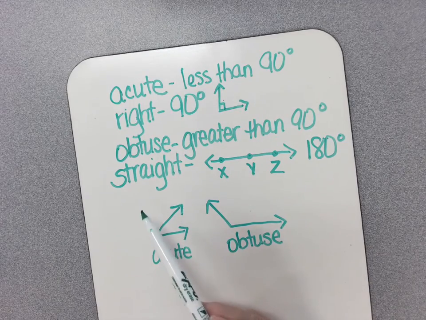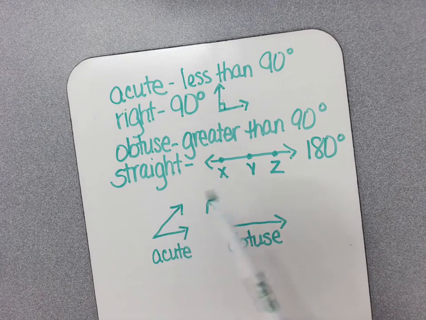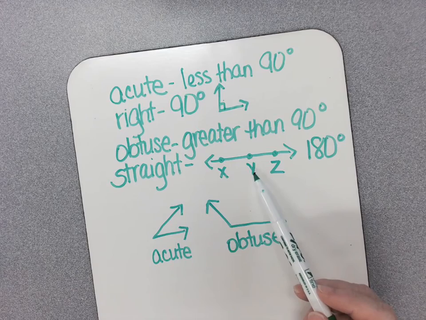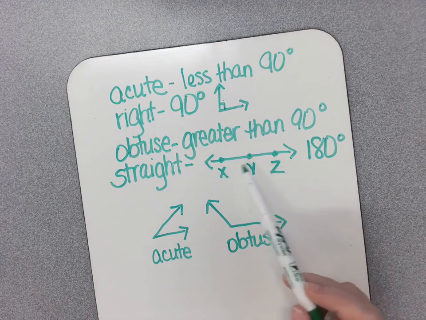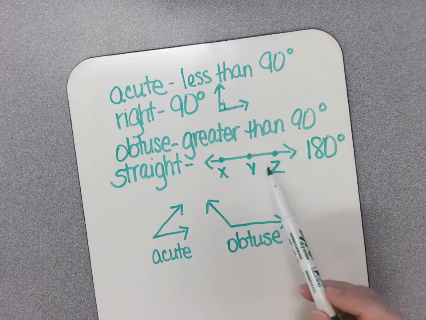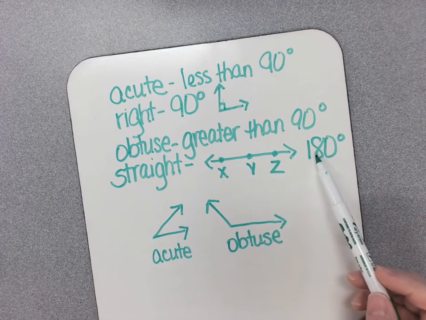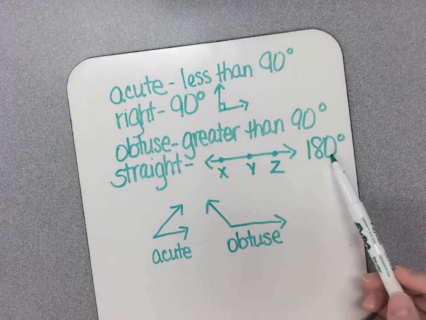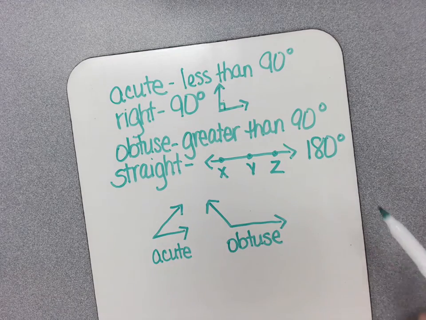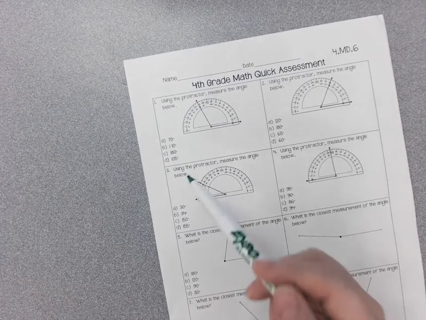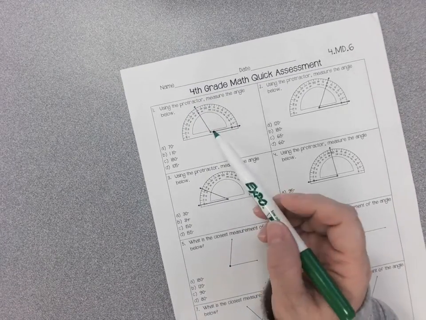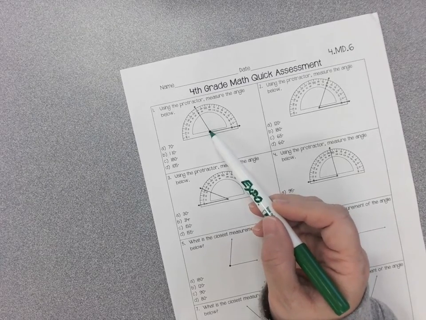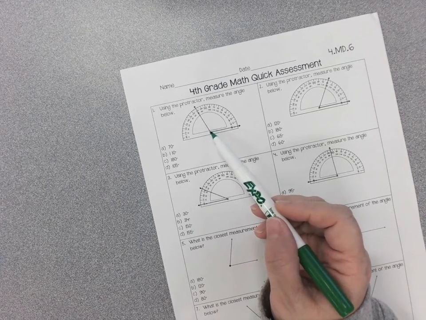With the exception of a straight angle, which looks like a line when students look at it. So in this example, XYZ is actually straight angle XYZ, and the measurement is 180 degrees. The reason that's important is when students use a protractor. When we use a protractor, there are 2 scales, and students need to look at the angle to determine which scale to use.